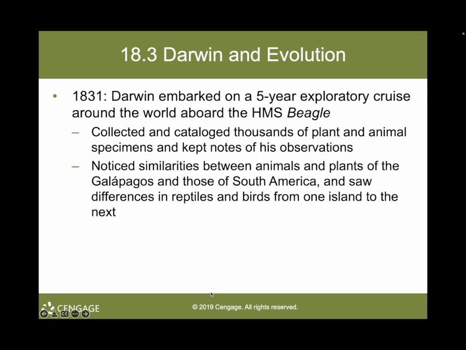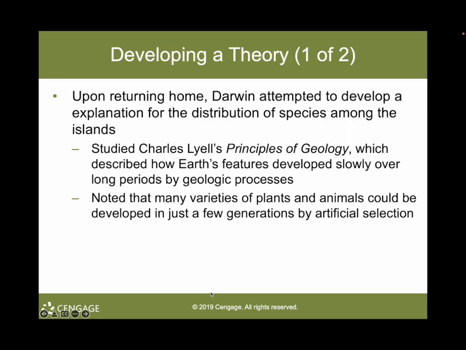Although there were similarities between the Galapagos and South American species, there are also distinct differences. There are even recognizable differences in the reptiles and birds from one island to the next, and he wondered why those remote islands should have such biological diversity. So after he returned home, Darwin pondered these observations and attempted to develop a satisfactory explanation for the distribution of species among islands. He drew on several lines of evidence when considering how species might have arisen.